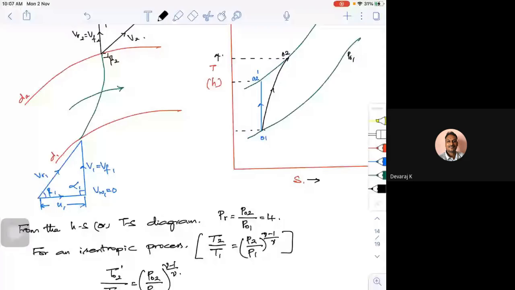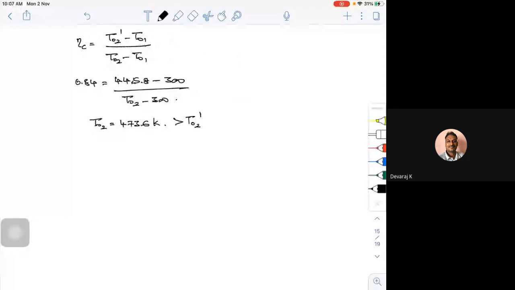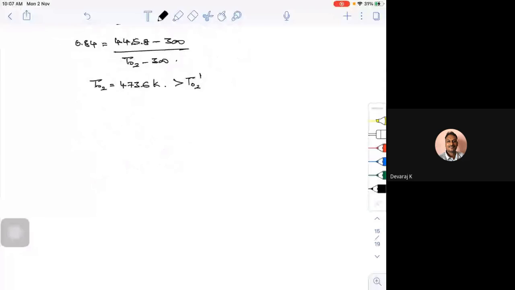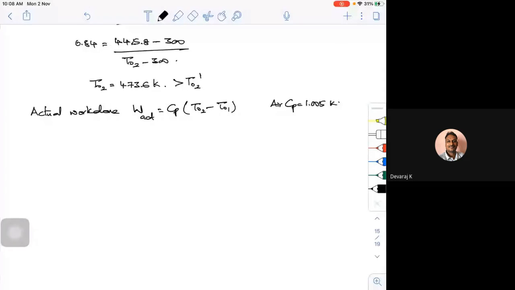Now let us find the actual work done. Actual work done is given by Cp into T02 minus T01. So W actual is equal to Cp into T02 minus T01. This being air, for air I can take Cp as 1.005 kilojoules per kg Kelvin. I can make that assumption. So let us substitute it. I am going to get 1.005, T02 is, as we just calculated, 473.6, minus T01, which is 300.